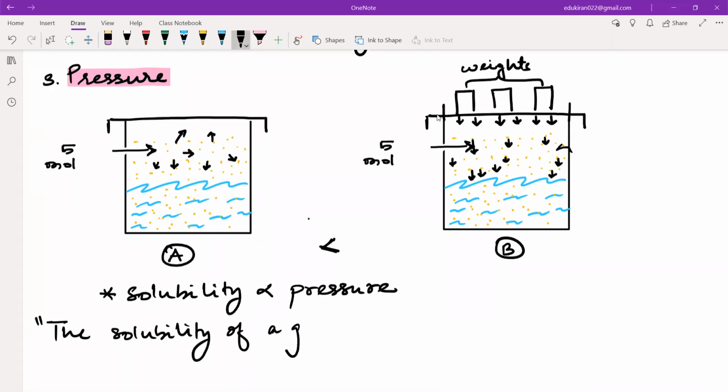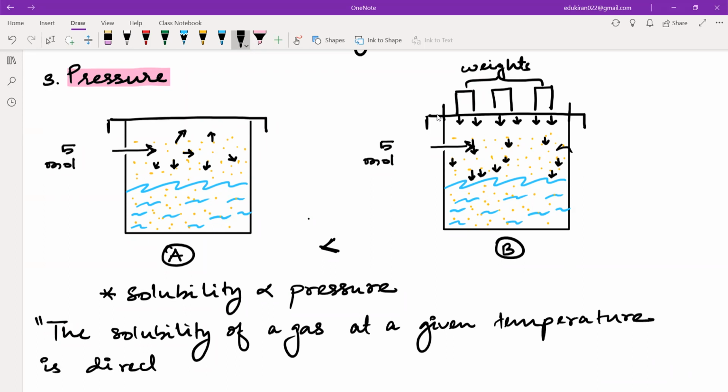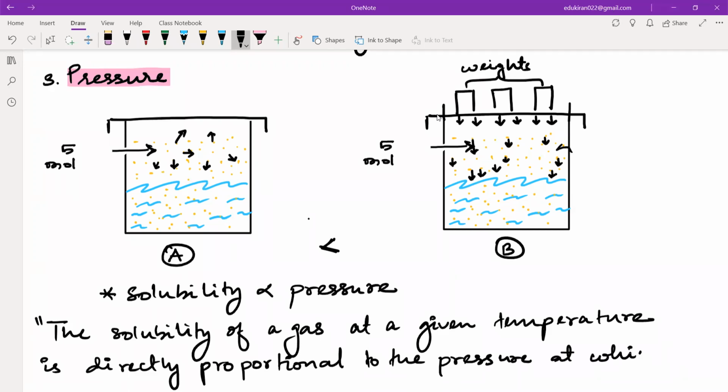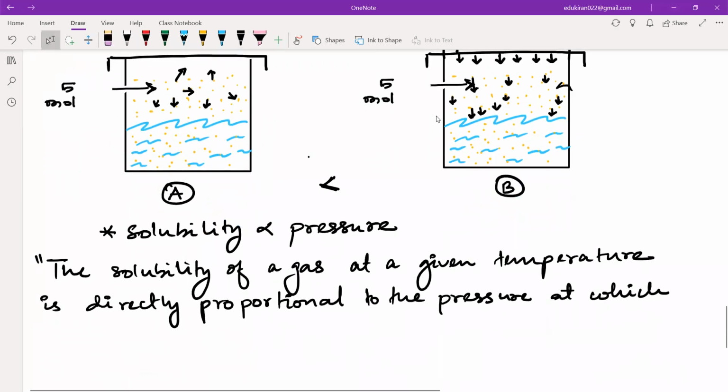Solubility of a gas at a given temperature is directly proportional to the pressure at which it was added, है ना? To the pressure at which it was added.